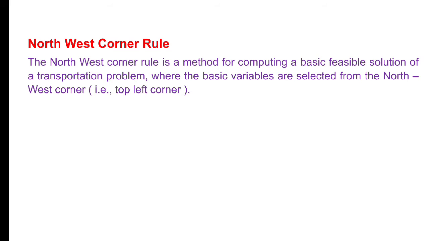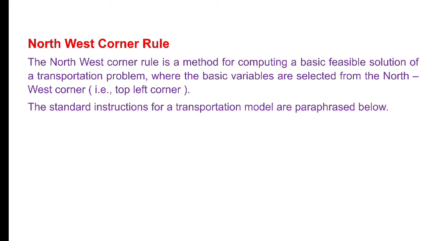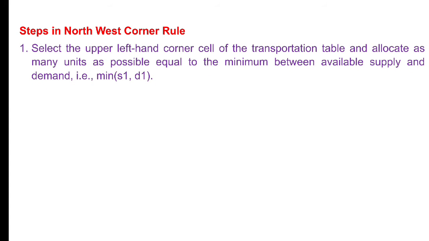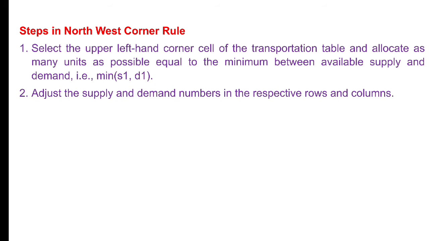The standard instructions for a transportation problem are given below. Steps: select the upper left hand corner cell of the transportation table and allocate as many units as possible, equal to the minimum between available supply and demand. That means you have to take the row-wise and column-wise values, and from that, the minimum value that is possible to allocate should be considered. Adjust the supply and demand numbers in the respective rows and columns. Each row total should be the same, and each column total should be the same.